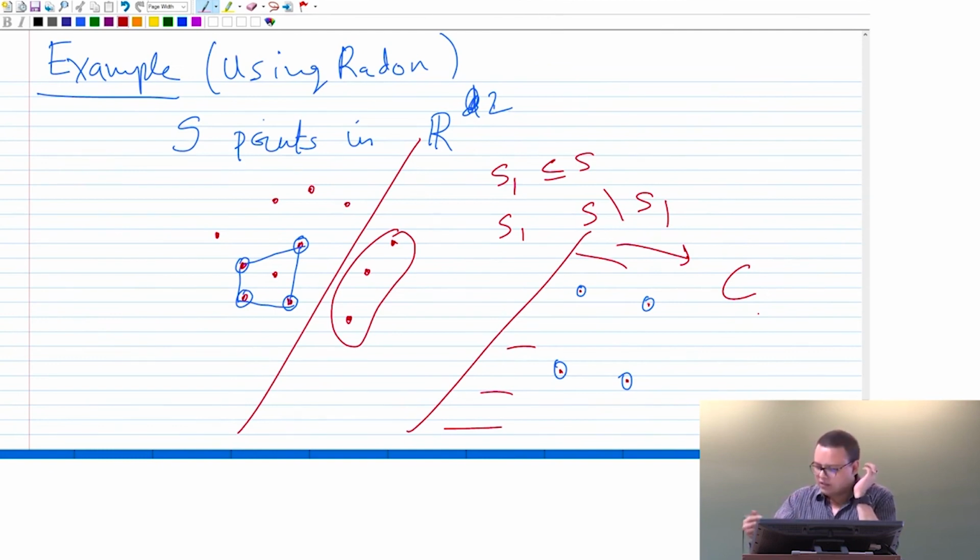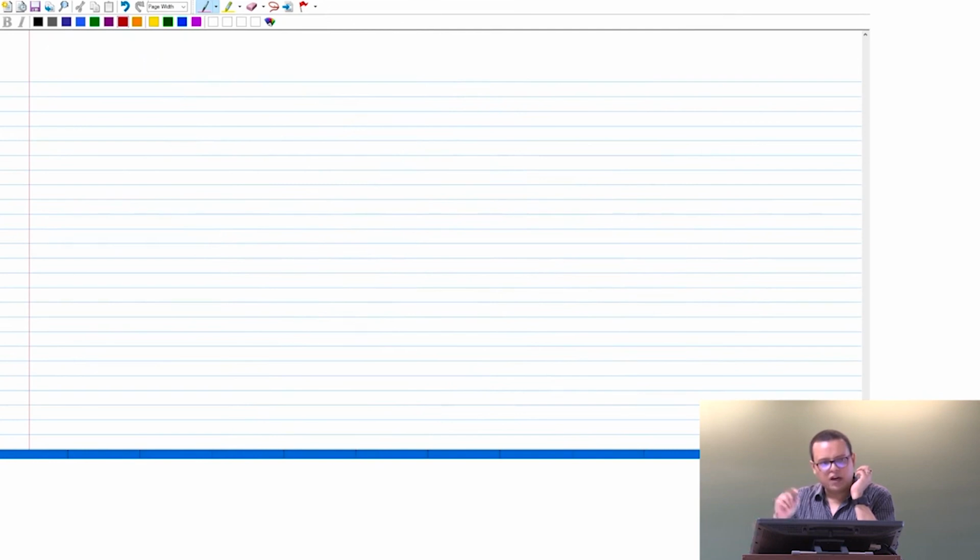Okay. So let us generalize this to higher dimension. Now I am playing this game in R^d. Let us say I have d plus 2 points in R^d.